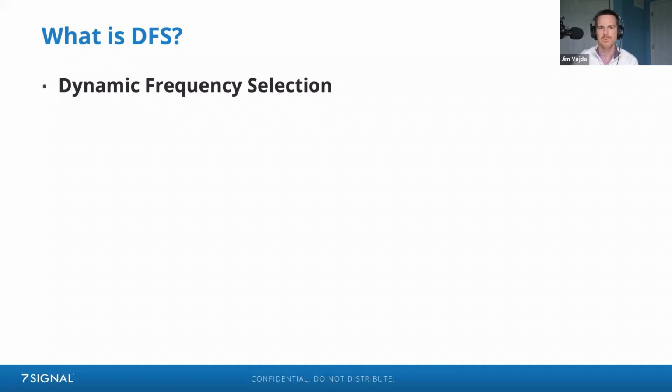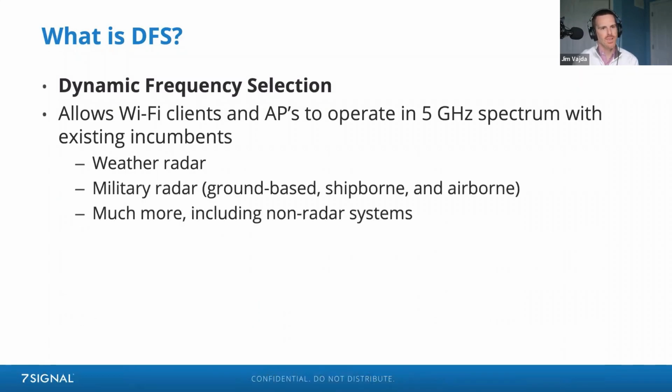DFS is dynamic frequency selection, and what it does is it allows Wi-Fi to operate in 5 gigahertz spectrum where there are existing incumbents. So an incumbent is someone or a user that's been granted access to the spectrum, and they get priority. They probably are licensed, and maybe they bought a license to use that spectrum from, in the United States, the FCC. And so they get priority. If they're using the spectrum, they're using the channel, then Wi-Fi devices can't use it.